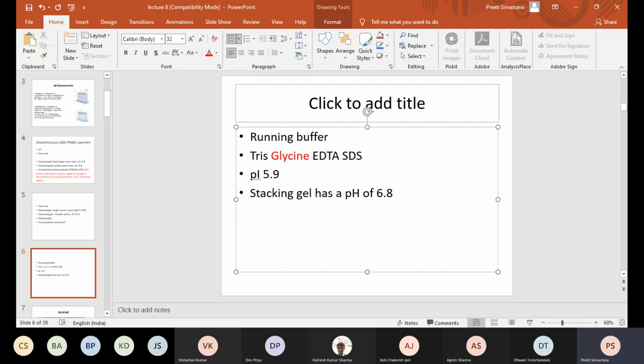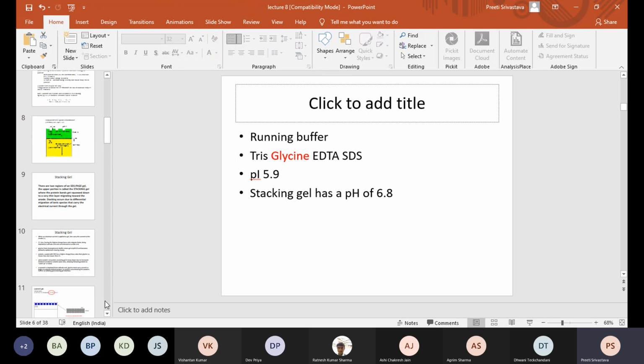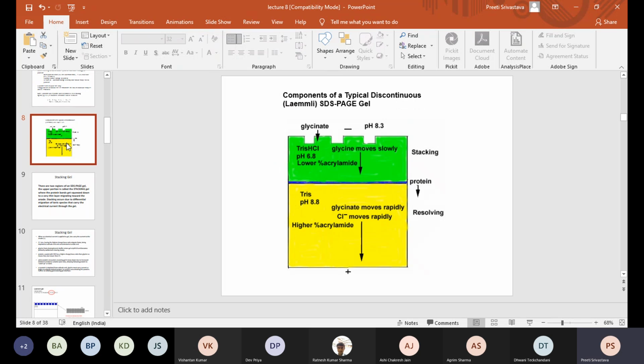So what happens is that when the proteins are loaded on the gel and come in contact with the running buffer, which has a pH of around 8. But then the moment they enter the stacking gel, this glycinate ion becomes slower. Why? Because the pI of glycinate ion is 5.9. I have a figure to show you this right here.